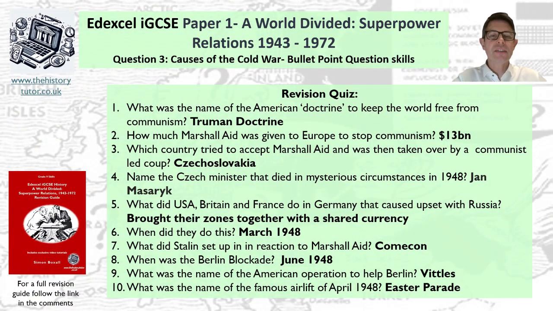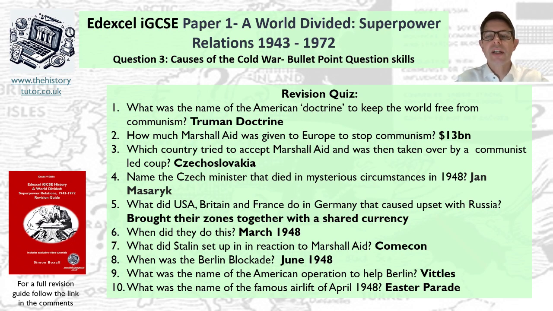So here's some answers then. So question number 1, what's the name of the American doctrine to keep the world free from communism? Well, we've got the Truman Doctrine. How much Marshall aid was given to Europe to stop communism? So you got $13 billion initially, but that rose eventually to around about $17 billion. You'll find two different answers in textbooks, depending on whether it's short-term or long-term answers.